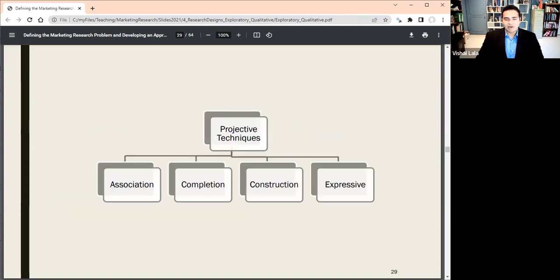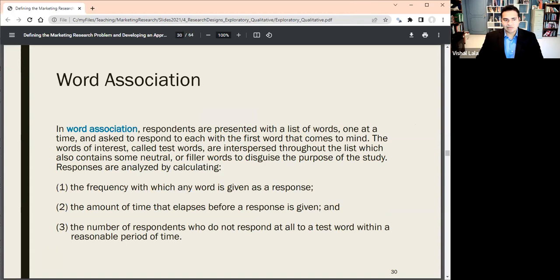There are a couple of different kinds of projective techniques. We'll look at each one of these. Let's begin by looking at association techniques. A word association task is where a respondent is presented with a word and asked to identify the first word that comes to mind related to the word that is shown to them. What is assessed or measured then is how long it takes for a person to respond to the stimulus, and also what response is offered.